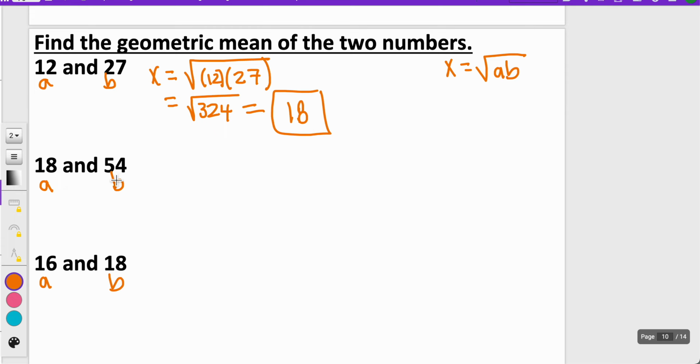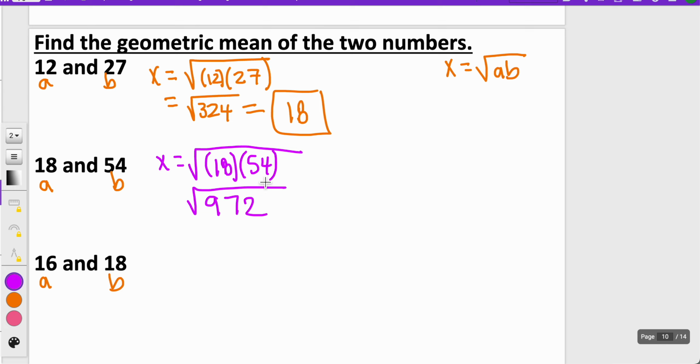Okay, if you want to, go ahead and try the second two on your own. If you're not ready on your own, let's keep working together. The next one, x equals the square root of 18 times 54. We're going to take 18, multiply that by 54, we get 972. Now if we type in 972 and try to find that square root, let's see, 972 is not a perfect square, so we have to find some perfect squares here.